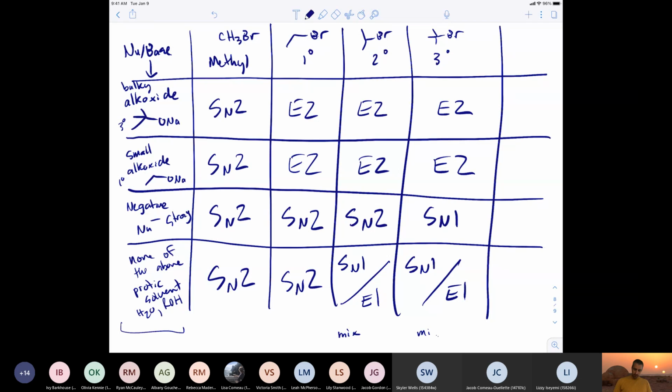The other little bit I wanted to add in is that E1, in fact any elimination reaction, is favored by heat. So if you have an Sn1 E1 mix and you raise the temperature, you're going to get more elimination. The ratio of the products is going to shift towards elimination. So that was a lot of information. That's the summary of chapter 6. If you come out of chapter 6 and you know this table, you're good.